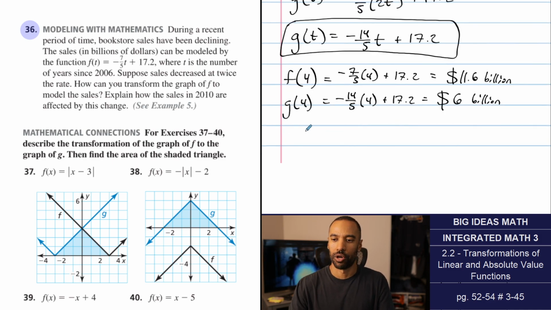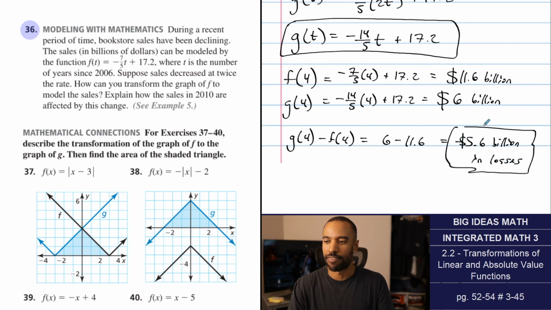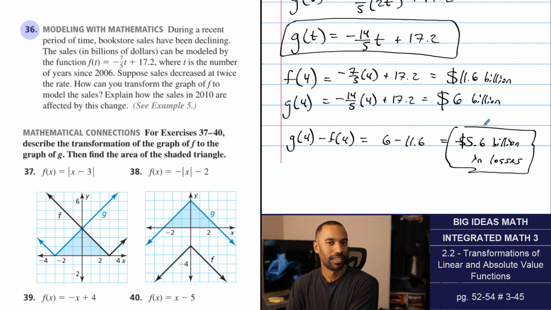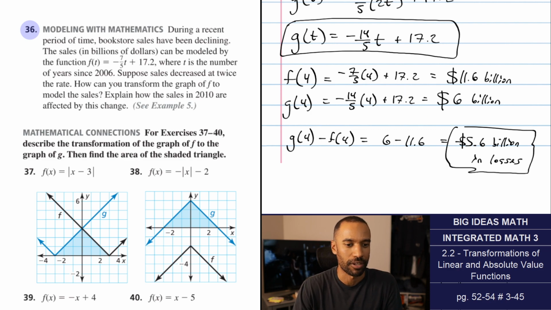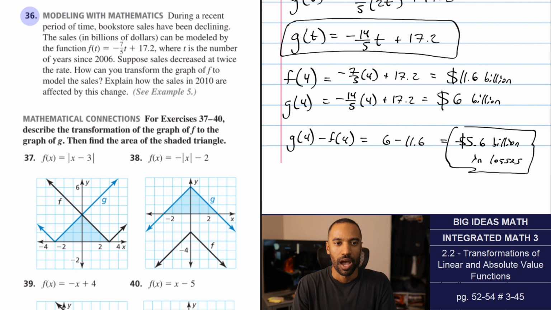Okay, so g of 4 minus f of 4 is 6 minus 11.6, which is -5.6 billion in losses or whatever, however you want to put it. You get 5.6 billion less made in the new model compared to the old model. So that's how the sales in 2010 are affected by that change. Okay.